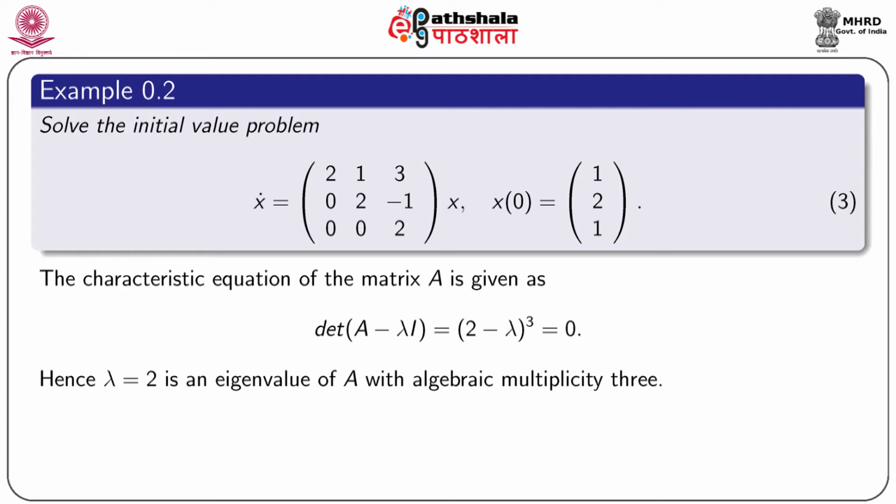If you expand the determinant, you will get (2 minus lambda) cube equal to 0, which means you have a repeated value of lambda 3 times, and hence lambda equal to 2 is an eigenvalue of A with algebraic multiplicity 3. By algebraic multiplicity, you mean the number of repetitions of the eigenvalue, and in this case it is 3.